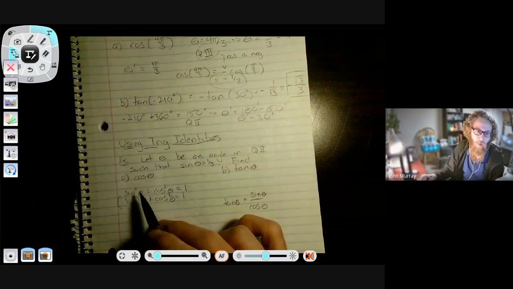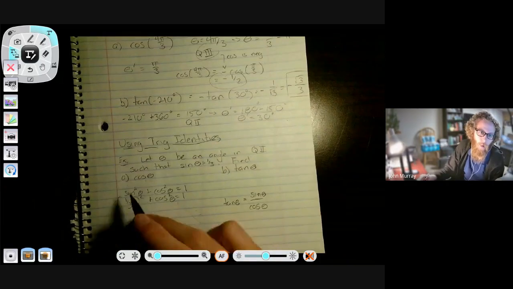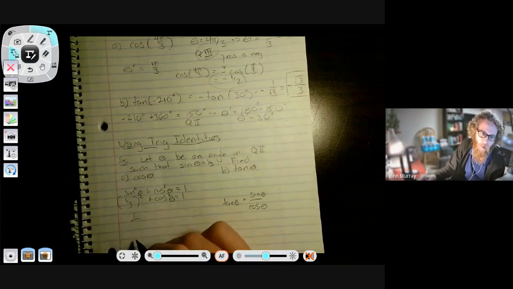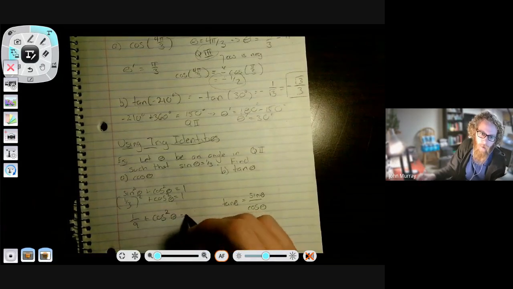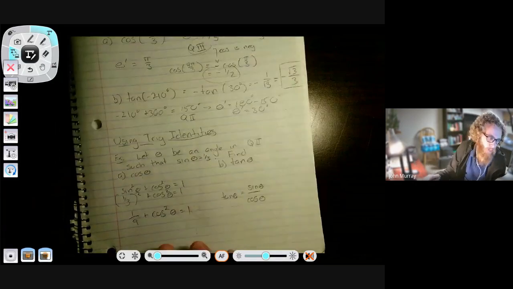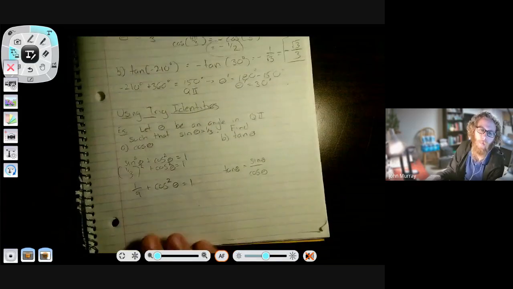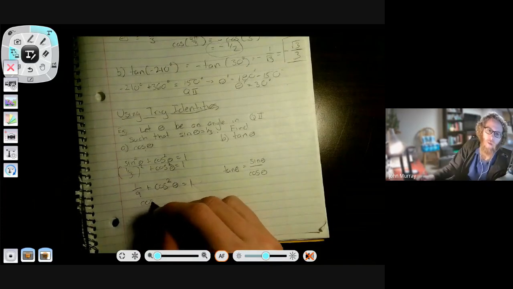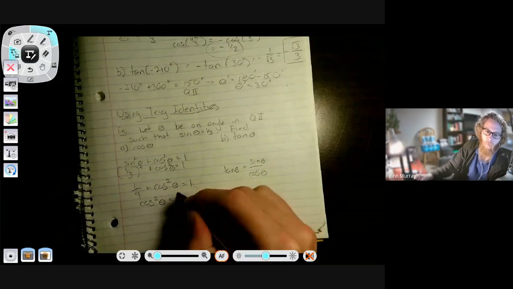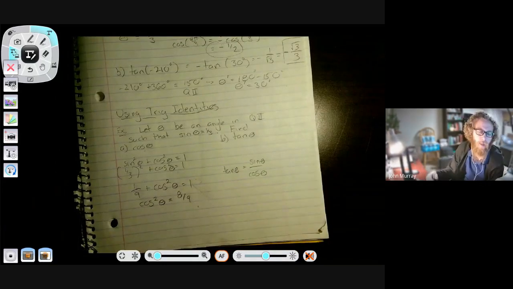All right, so here I can square 1/3. Right, we have to make sure we square the numerator and the denominator. So 1 squared is 1. 3 squared is 9. So I have 1/9 plus cosine squared equals 1. And now we treat this like a normal algebra problem. I'm going to subtract 1/9 from both sides. Okay, 1 minus 1/9 gives me 8/9.